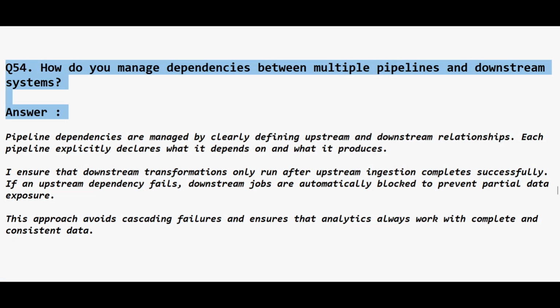Question 54. How do you manage dependencies between multiple pipelines and downstream systems? Answer. Pipeline dependencies are managed by clearly defining upstream and downstream relationships. Each pipeline explicitly declares what it depends on and what it produces. I ensure that downstream transformations only run after upstream ingestion completes successfully. If an upstream dependency fails, downstream jobs are automatically blocked to prevent partial data exposure. This approach avoids cascading failures and ensures that analytics always work with complete and consistent data.